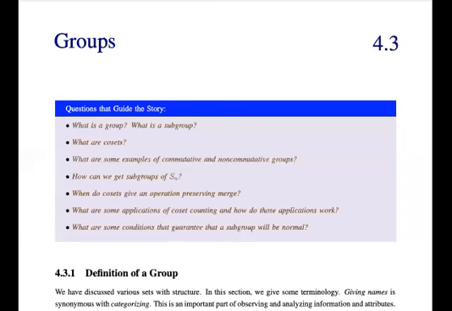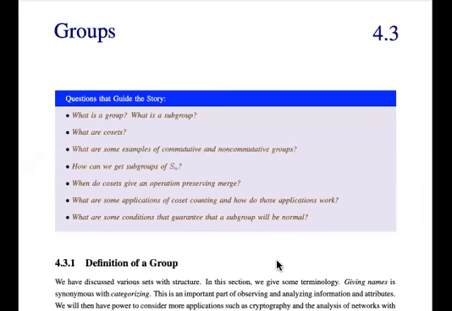Welcome to our read along with Dr. Powell in the book Discrete Perspectives in Mathematics. This is section 4.3, and we're going to just begin it right here. We're going to be talking about groups. What is a group?